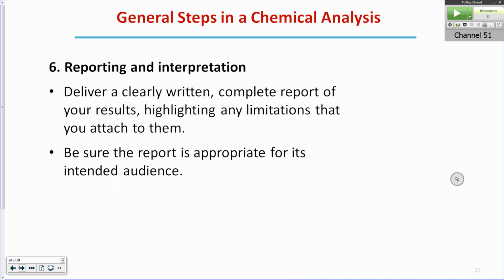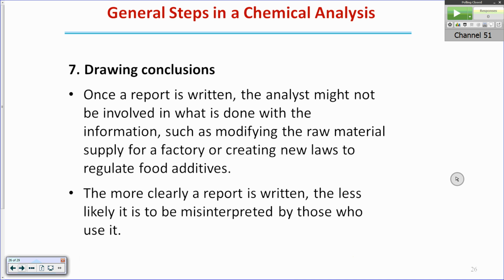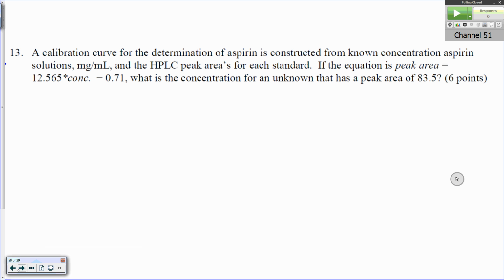So I'm going to jump over that last slide and we'll work this. We went through that one. Let's do this last example. It says a calibration curve is determined for aspirin and is made from known concentrations. The concentrations are milligrams per milliliter. So that means that's going to be the units that we're going to have for concentration. And it says if the equation to the line is this, peak area equals some number times concentration minus something, what's the concentration if the unknown has a peak area of 83.5?